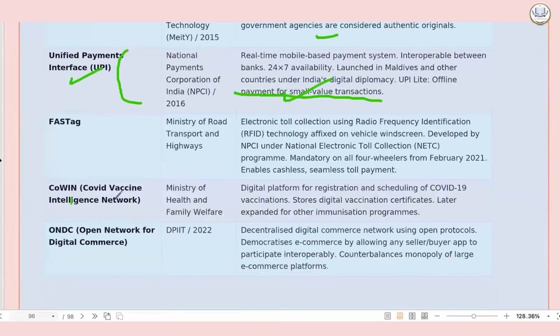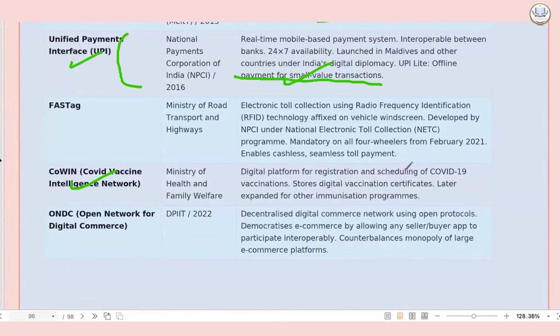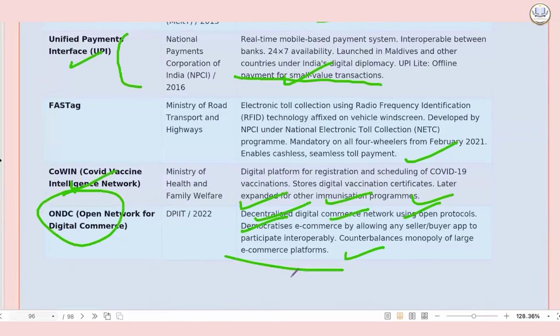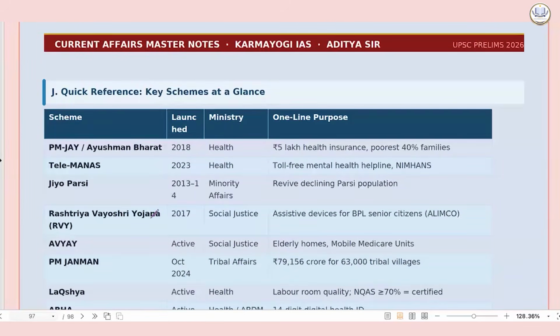FASTag we have read. CoWIN was important earlier, a digital platform for registration and issuing of COVID-19 vaccine. ONDC, a decentralized digital commerce network using open protocols, democratizes e-commerce by allowing any seller and buyer app to participate interoperably, and counterbalances the monopoly of large e-commerce platforms.